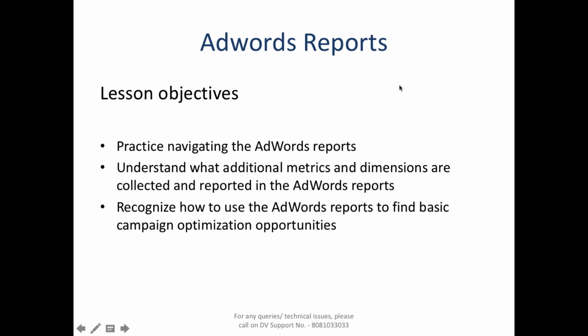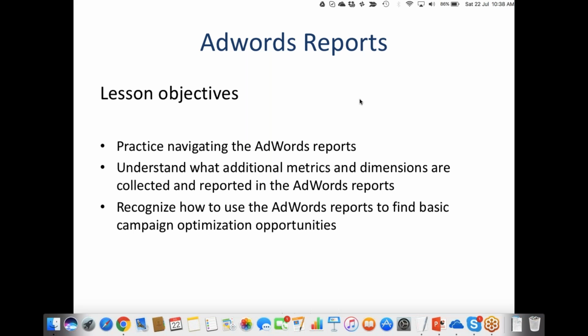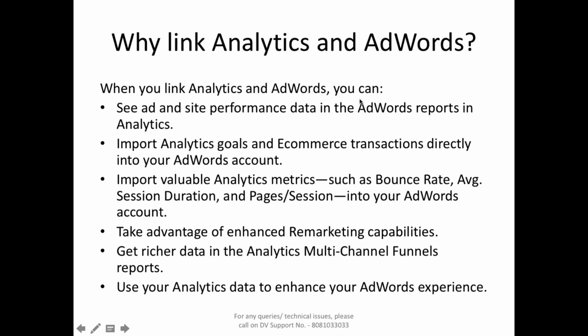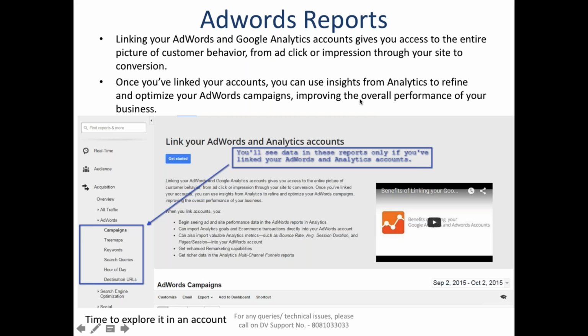AdWords is comprehensive. It gives you everything, right from the impressions to the number of clicks and cost per click and click-through rate and the conversion, and it gives you everything that you need. Then what are AdWords reports doing in Analytics? Okay, so I tell you, AdWords cannot tell you the engagement. It cannot tell you what happened after the user clicked on the ad on display or on the search network.